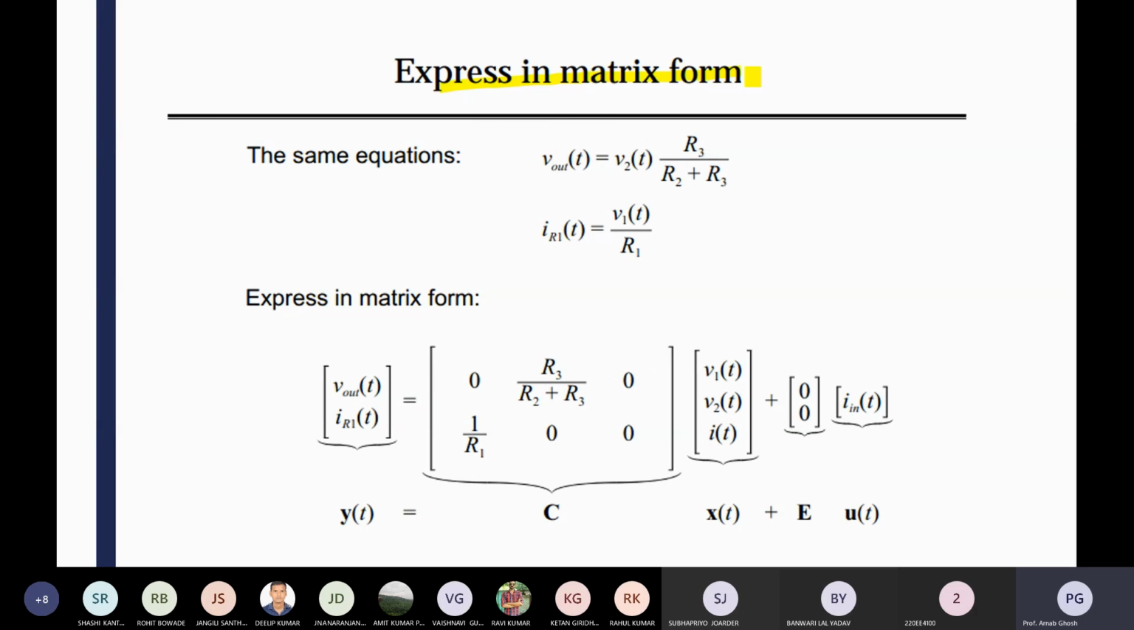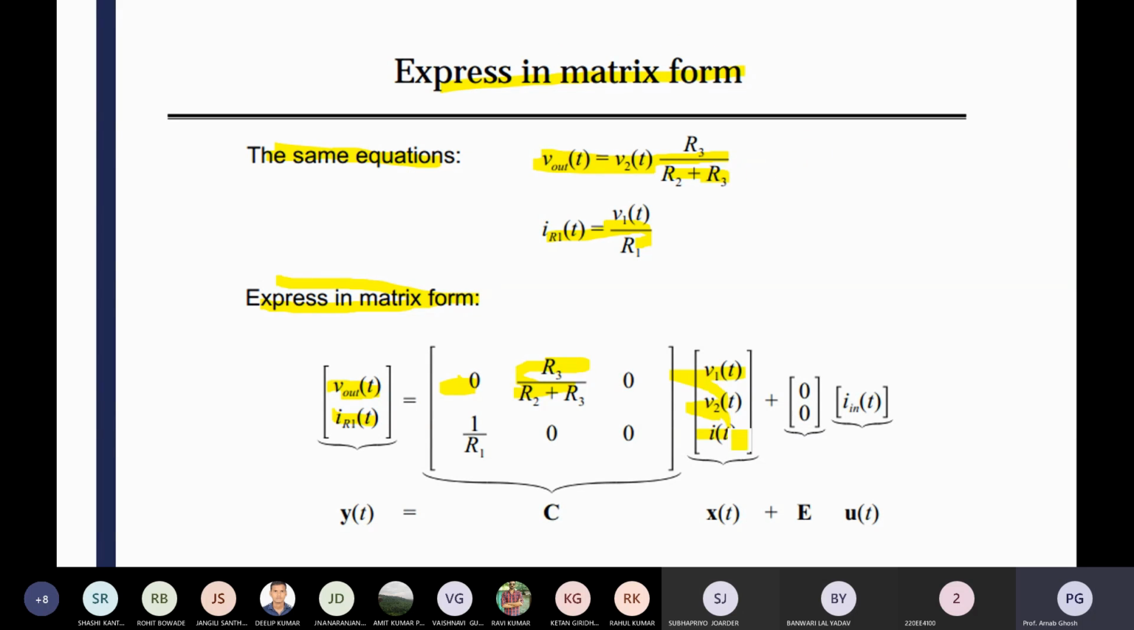Now we can express the same equations in matrix form. V out equal to V2 R3 whole divided by R2 plus R3, so it is a V2 term. Directly you are getting IR1, you are getting this one. Now you can make it a combination. In matrix form, V out and IR1 can be written as a combination of V1 plus V2. Here there is no coefficient of V1, so 0 into V1(t). Then the V2 component is there, R3 by R2 plus R3, plus there is no component of the inductor current I_L, the state variable.